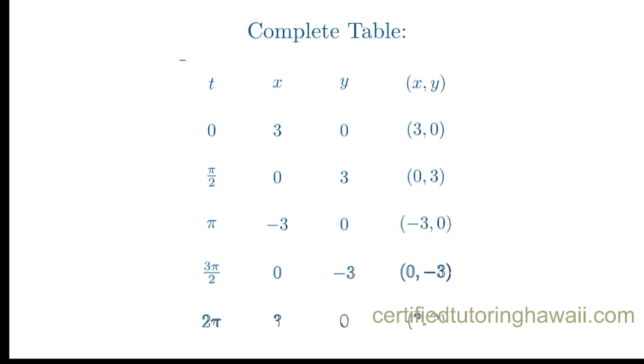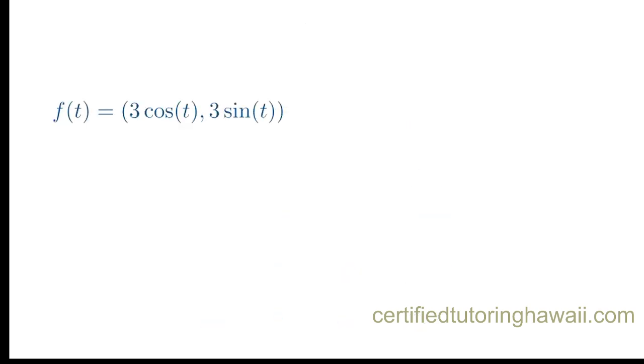Now let's graph this second example, f of t equals 3 cosine t, 3 sine t. Using our table of values, we'll plot the points. Start at 3, 0, then 0, 3, then negative 3, 0, and so on. Notice that the point 3, 0 appears twice, for t equals 0 and t equals 2 pi. Again, we connect the points in the order of increasing t, which is counterclockwise for these points.